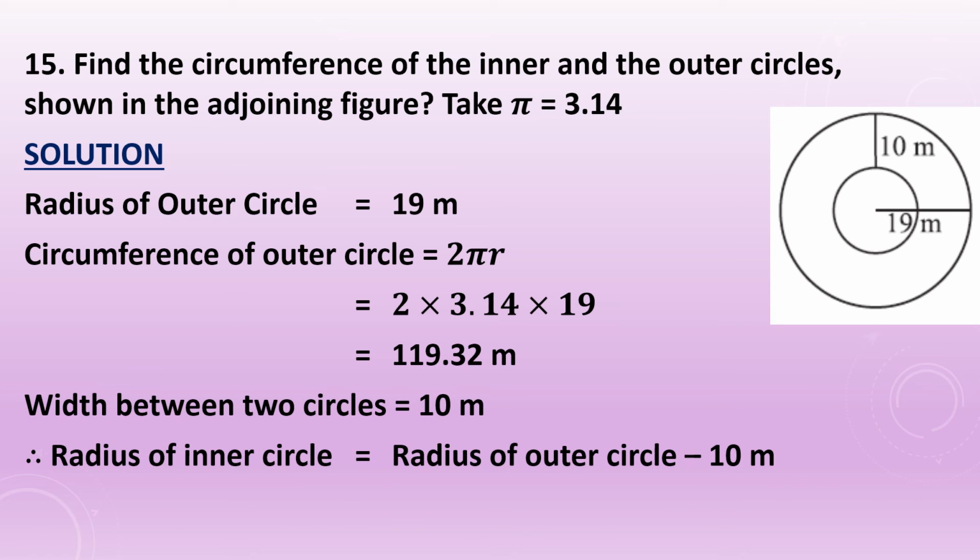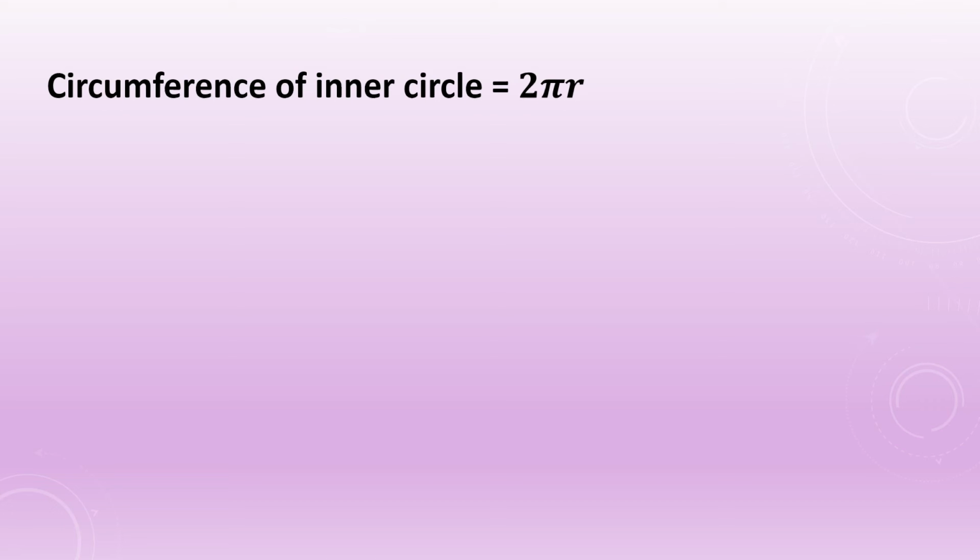So we can write, radius of inner circle is radius of outer circle minus 10, which gives 19 minus 10 equal to 9 meter. Now are you able to find the circumference of the circle? Yes, now it is easy. We know the radius. So the circumference equal to 2 pi r, that gives 2 into 3.14 into 9, which gives 3.14 multiplied by 18 equal to 56.52 meter.